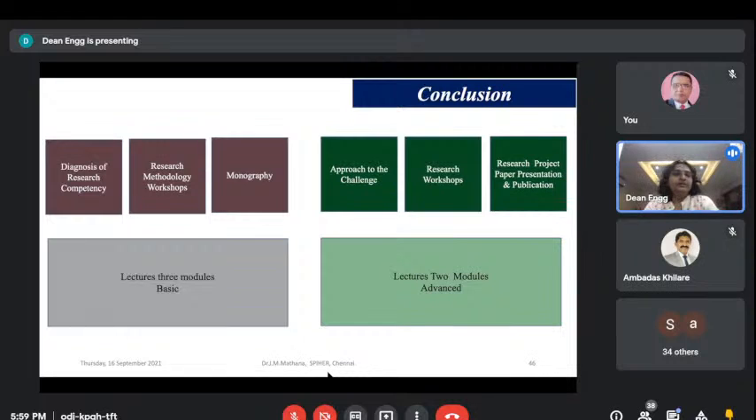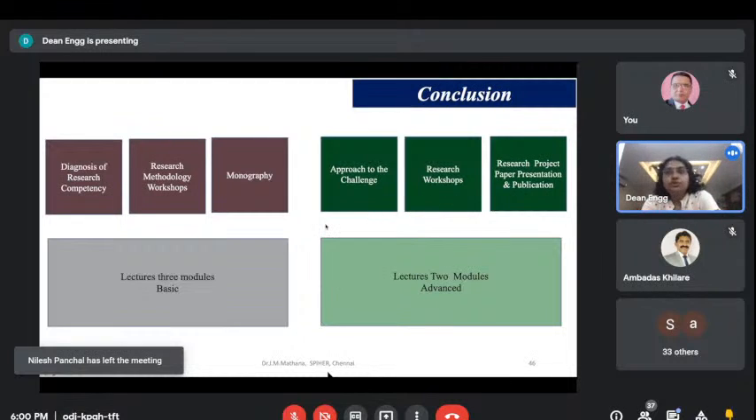So, this is the conclusive part. First one is diagnosis, second one is conduction of workshop, third one is asking for the report. This is phase one. And parallelly, we have to complete 3 basic modules. In the second one, we have to give a challenge. We have to conduct the research workshop. We will ask them to write a paper, and we ask the students to present the paper. Then they have to publish the paper. Parallelly, we will teach the next 2 advanced modules of the corresponding subject. So, in this way, we can implement research in the curriculum through research-based learning.